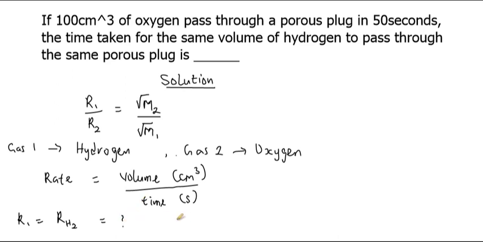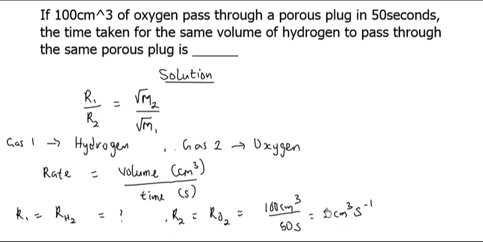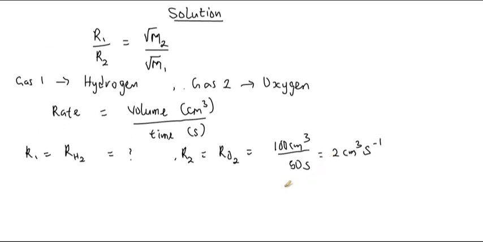Now for R2, that is the rate of diffusion of the second gas, which is oxygen gas. Going back to the formula, volume over time, we have the volume of oxygen gas to be 100 cm³ divided by the time taken, which is 50 seconds. So this gives us 2 cm³ per second. That's the rate of diffusion of oxygen gas. So now we've gotten the rate of diffusion of the gases. The next thing to do is to determine the molecular mass of each of the gases.